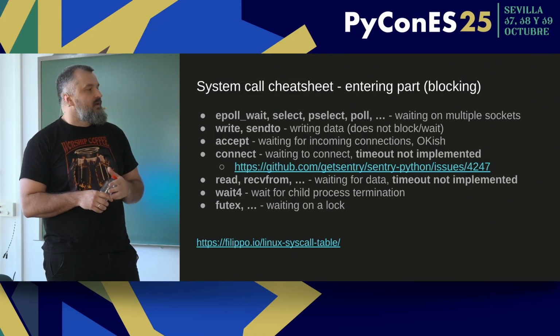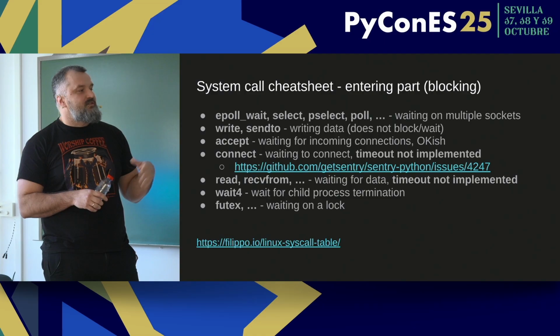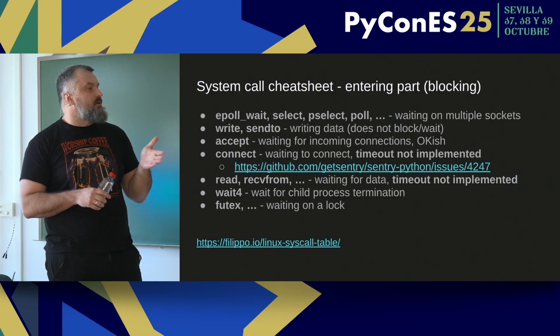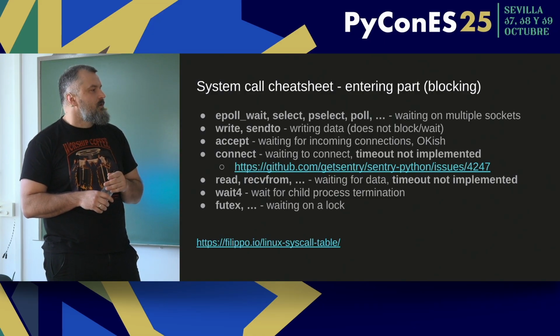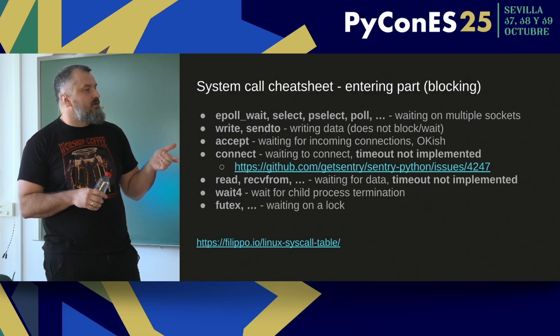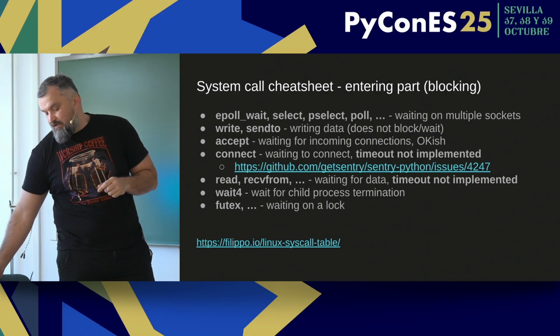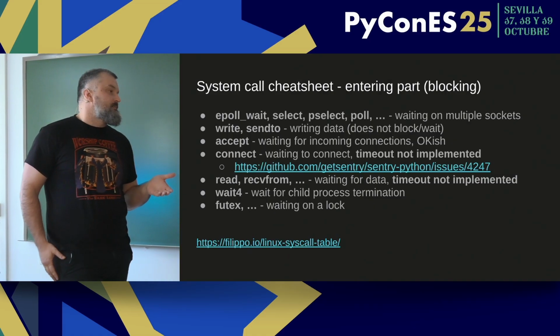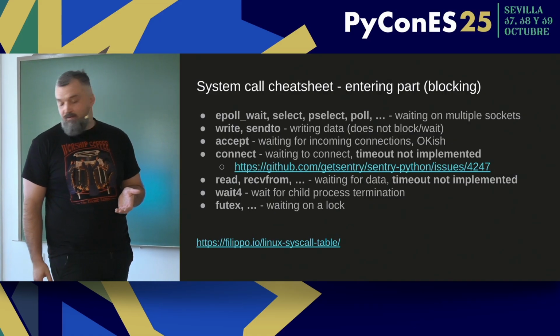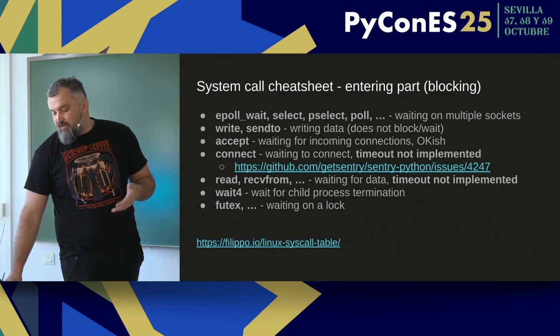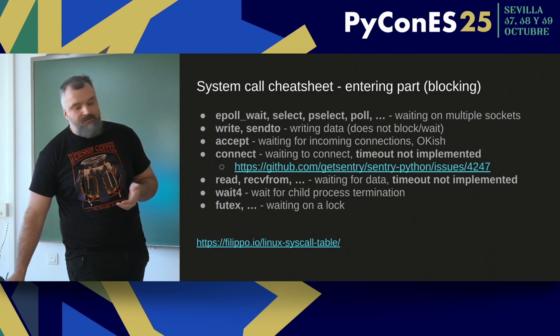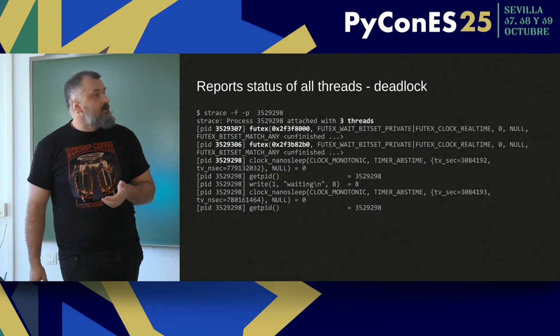And in higher level languages like Python, it's simply passing a timeout parameter to most calls. Wait for is typically waiting for another process termination. And futex, which stands for fast user space mutex, means that the application is waiting on a lock. This is typically a symptom of a deadlock within the application.